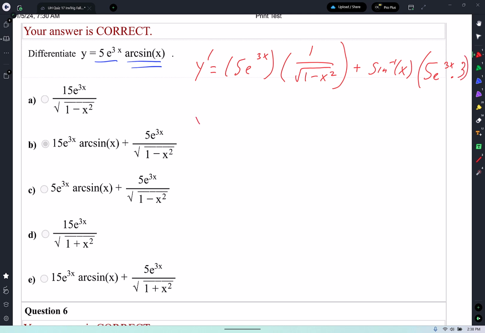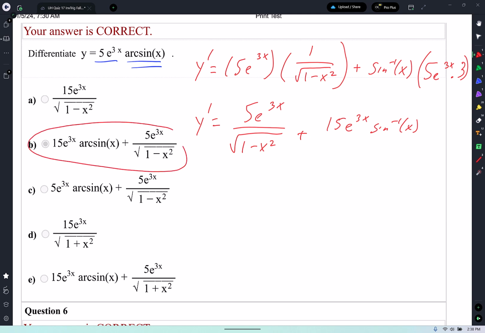Let's make it pretty. Y prime equals 5e to the 3x over square root of 1 minus x squared plus 5 times 3 is 15. 15e to the 3x, arcsine of x. Let's look for that. Here it is. Now, something's going on with the formatting. I printed this out this morning, so something's going on with the formatting, but there it is. That's a 1.